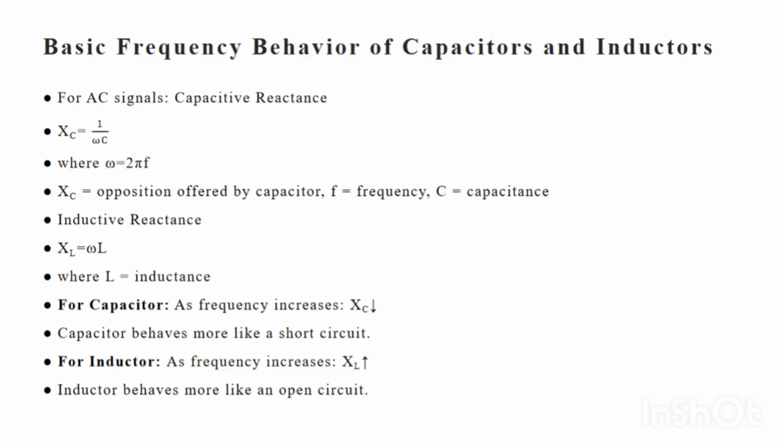the capacitor, it will provide a capacitive reactance Xc equal to 1 divided by omega C. Omega is nothing but 2 pi into f. So with this equation, we can clearly say that frequency plays a vital role in controlling the capacitive reactance of the capacitor, right? So Xc is nothing but the opposition which is offered by the capacitor, and inductive reactance I can define as XL, that is equal to omega L.